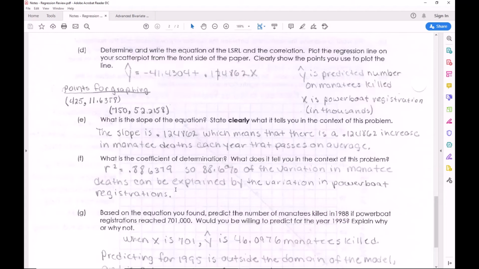R squared was your coefficient of determination. That was the 0.886379. Remember, that is a proportional value. So 88.6% of the variation in manatee deaths, that's Y, can be explained by the variation in powerboat registrations. Right? That was a kind of a script that we used, and it works every time.